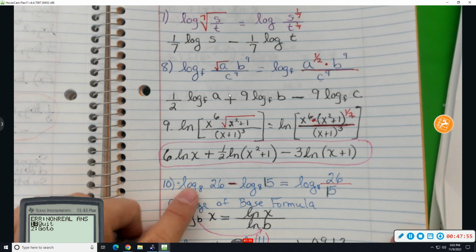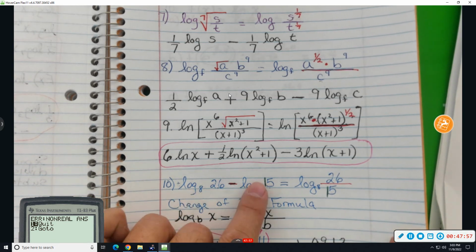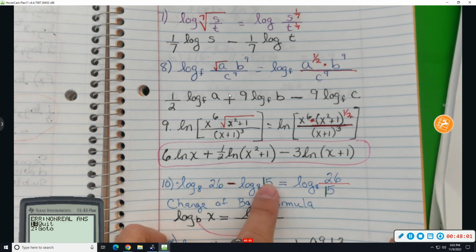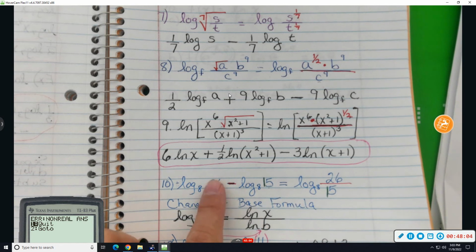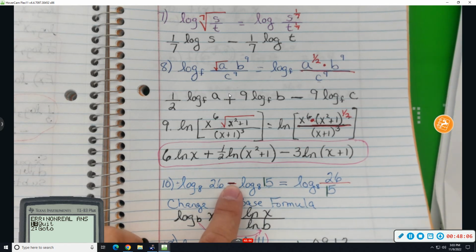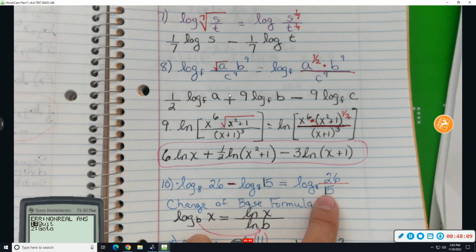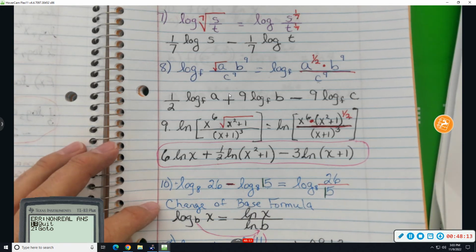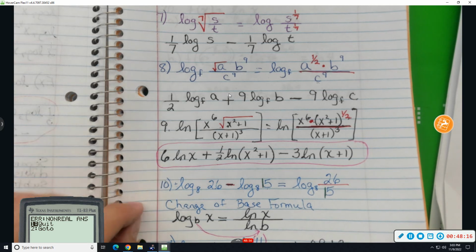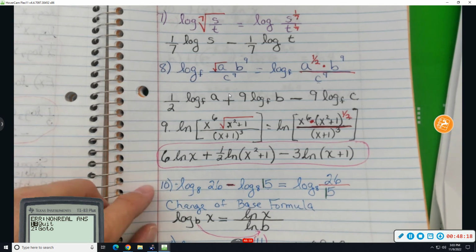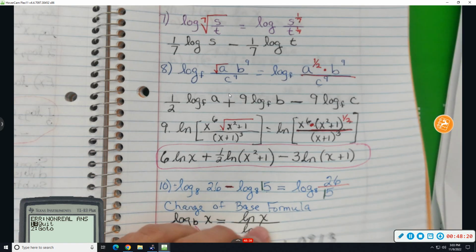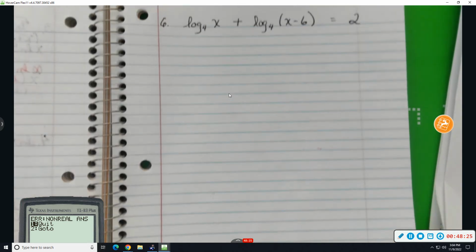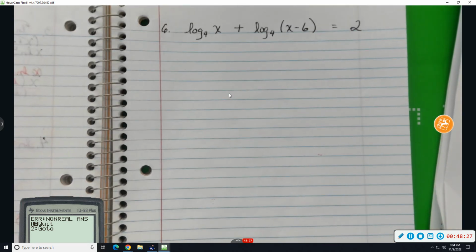This is called condensing them, where we go from 2 logarithms to 1. Notice you don't subtract the 26 and the 15. If there's a minus sign in front of the logarithm, then that stuff goes on the bottom. And then 11, 12, 13, 14, 15, 16, 17, we were able to do without writing it out. So I don't have notes over that here. It was just, you looked at the problem and condensed it. That's what we're going to have to do right here on number 6.